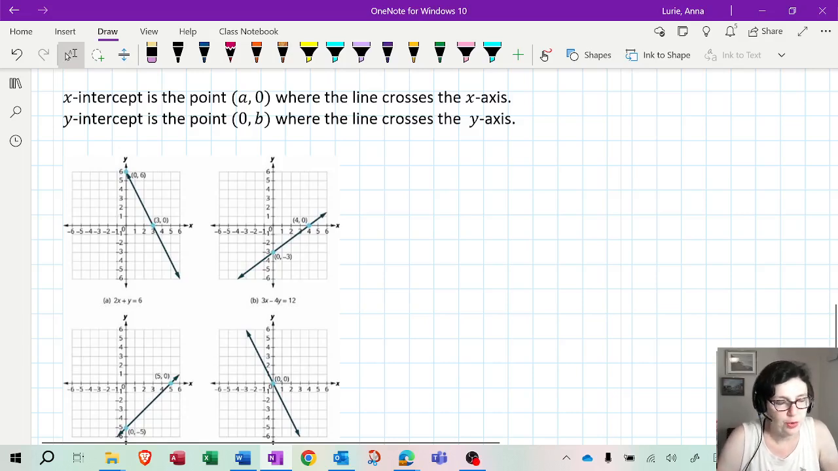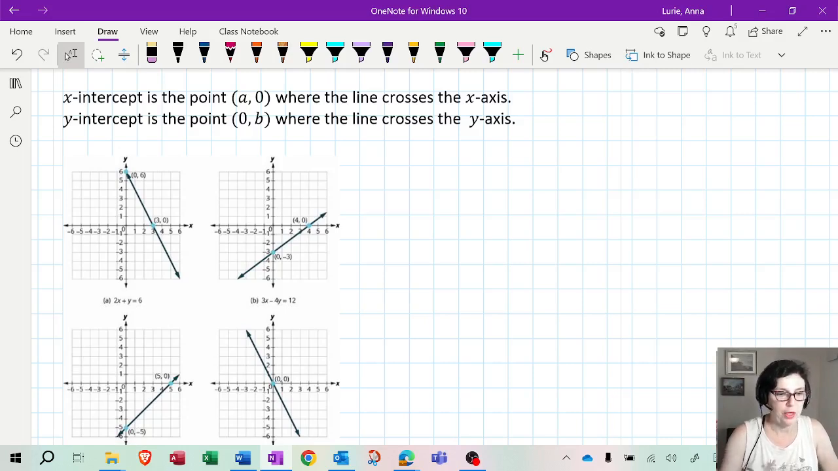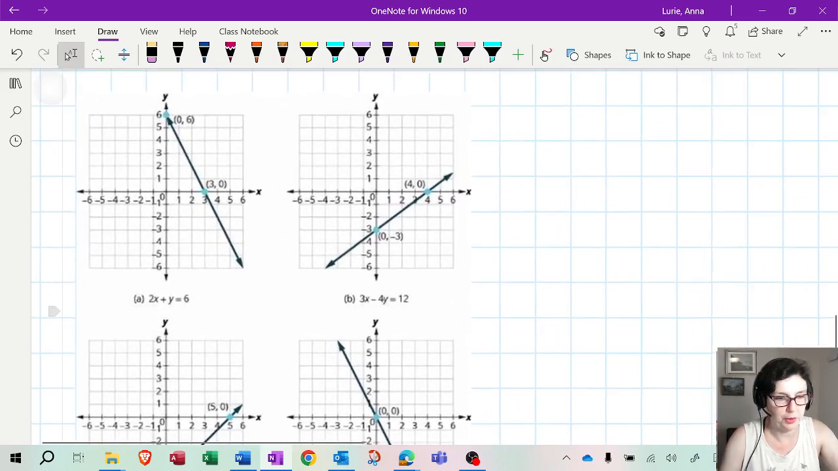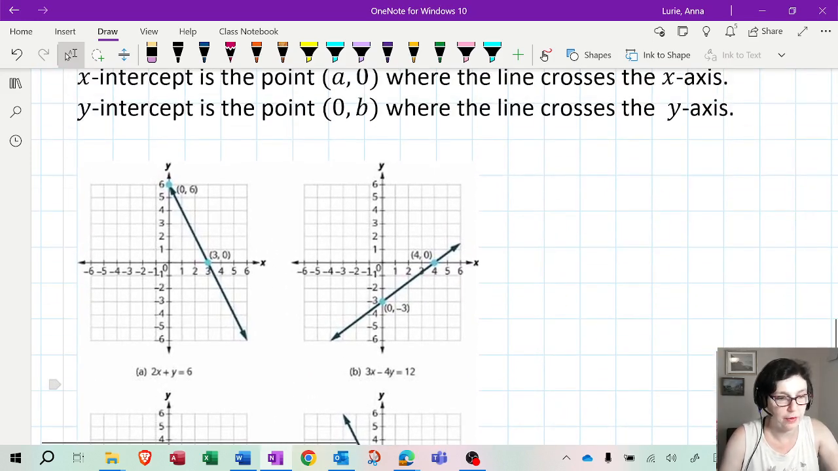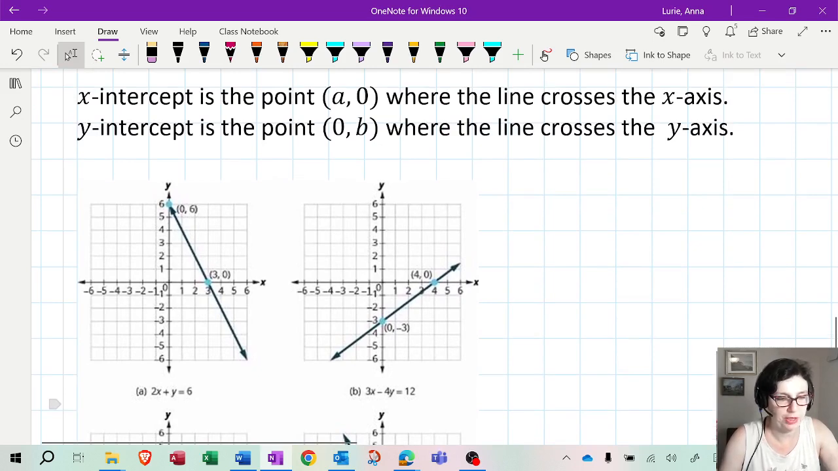Okay, so in this video, we are going to look at the x and y intercepts and how we can determine them from a graph. So here I graphed multiple lines and you can see that they have various intercepts. What does that mean, intercept? So this is where the line intersects or shares a point with an axis.